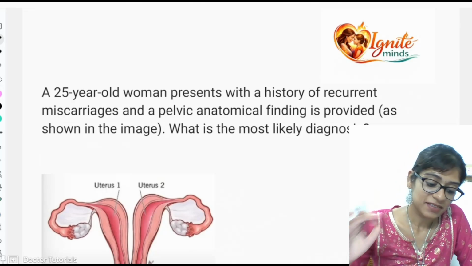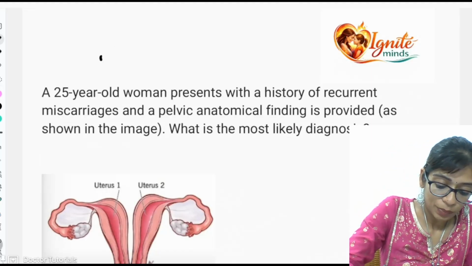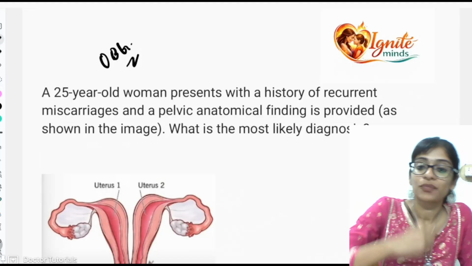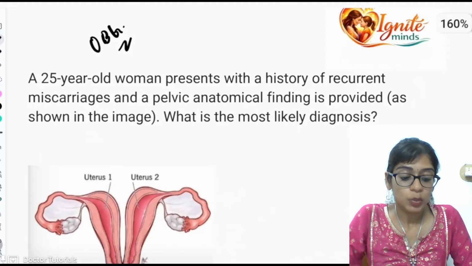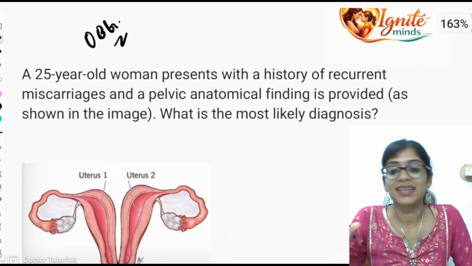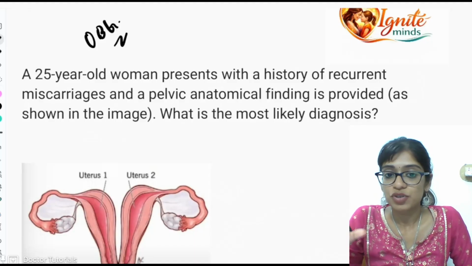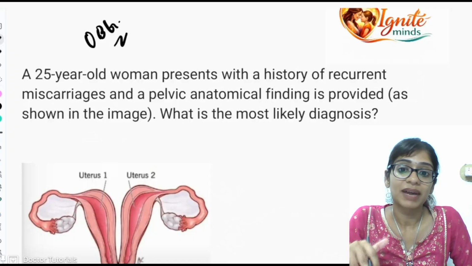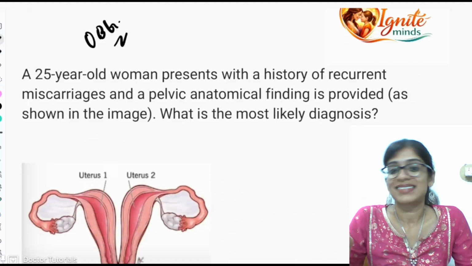Hi guys, in this video we'll be discussing an OBG PYQ image based question. Okay, let's read the question. A 25-year-old woman presents with a history of recurrent miscarriages and a pelvic anatomical finding is provided as shown in the image. What is the diagnosis?